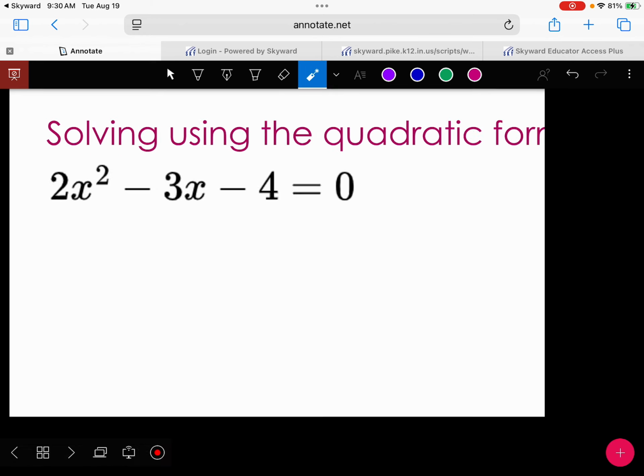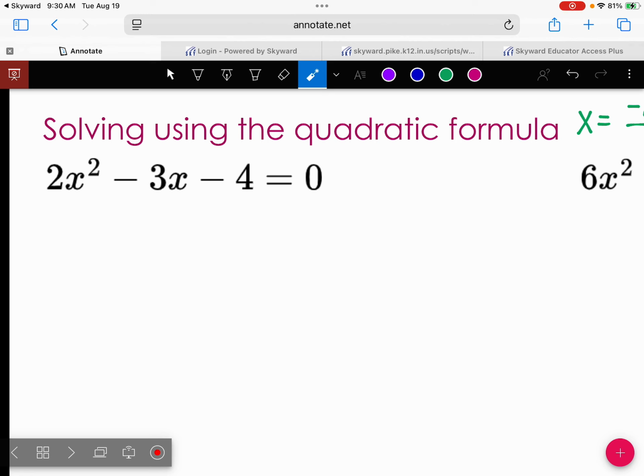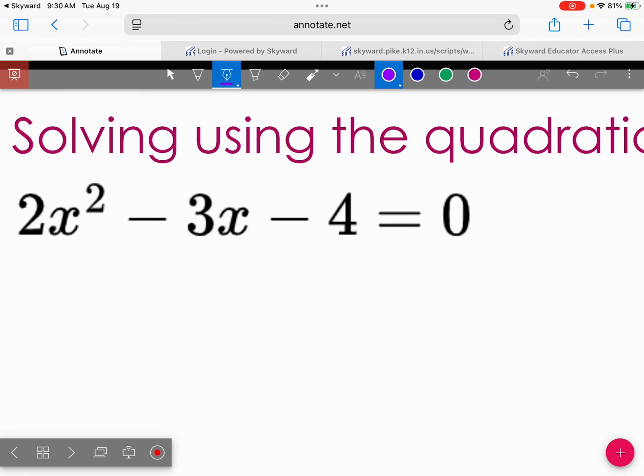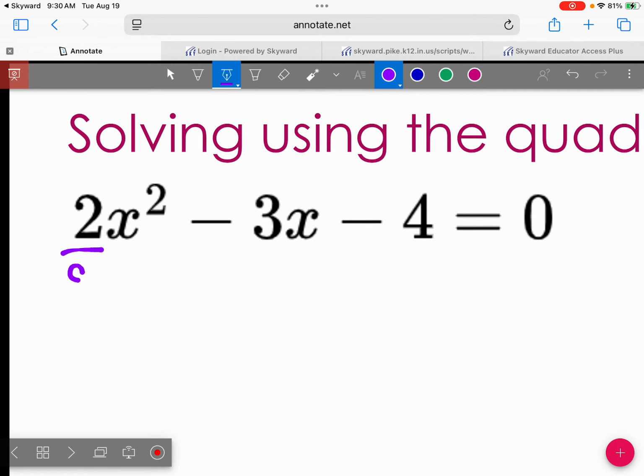When we're thinking about our quadratic formula, first things first, before I start pulling my a, b, and c out, what does it need to equal? 0. Has to, non-negotiable, not optional, must equal 0 first. So this one's already set equal to 0, so we are ready to rock and roll. What is our a? 2. This guy's our a. What's our b? Negative 3. And what's our c? Negative 4. Those are the pieces we're substituting in.